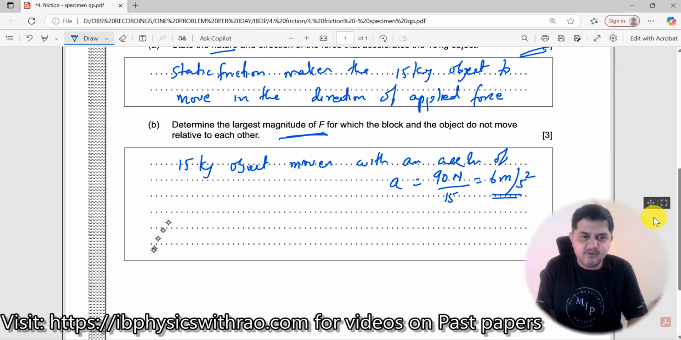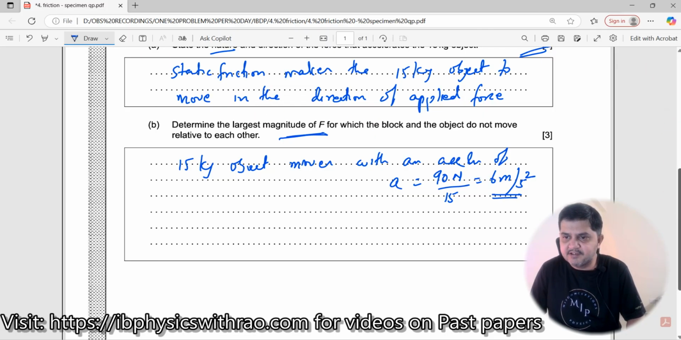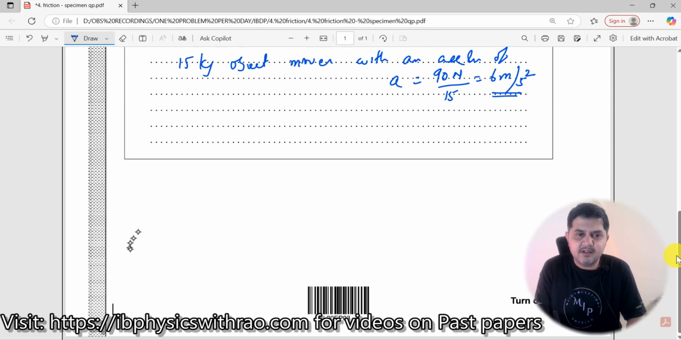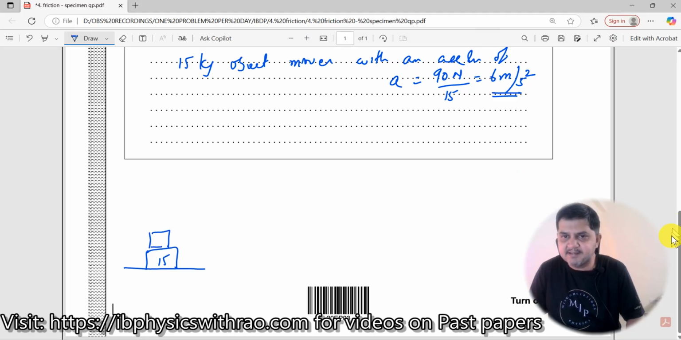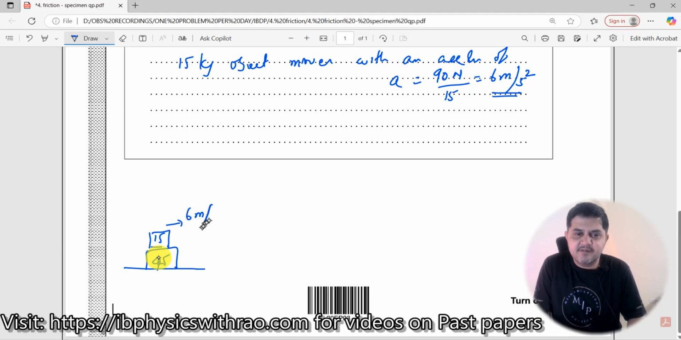Now let me write down the diagram once again for the sake of clarity. So I have an object like this. This is 15 kg. We have another object over here. Sorry, this was 45 kg, and this was 15 kg. And this object was said to be moving with an acceleration of 6 meter per second square, though a force F is applied over here. If this object is moving at 6, what about this one here? This is also moving at 6 only.